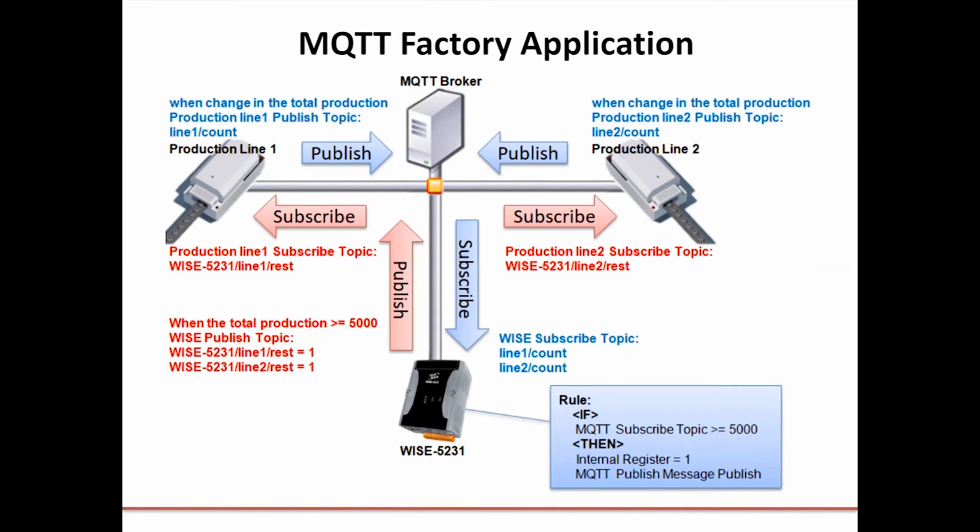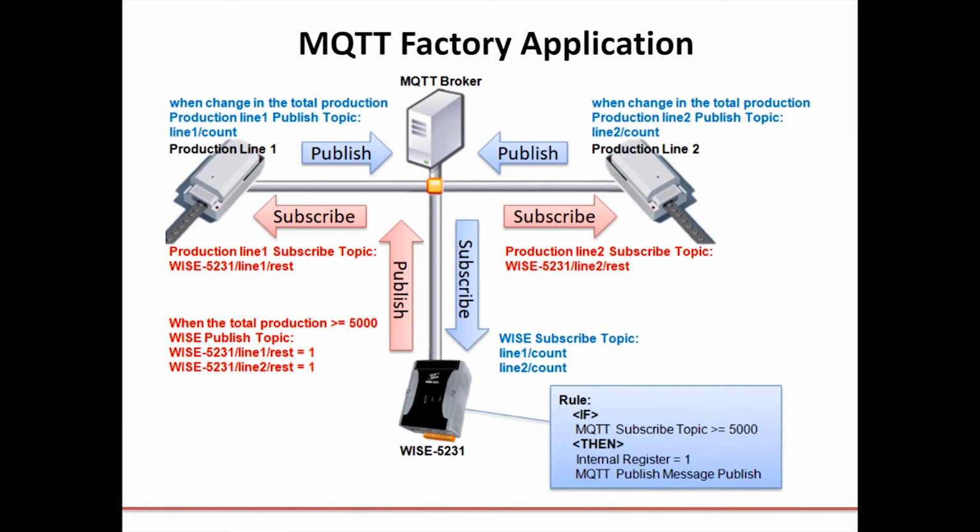There is a WISE 5231 controller acting as the broker, which is used to subscribe the topic of the total number of finished goods for each production line from the MQTT broker. After the WISE 5231 gets the total number of finished goods and verifies that the number has reached 5,000, in this case, the WISE will publish the stop production topic to the MQTT broker, and then the production line will stop the production operation when it receives a publication through the stop production topic.